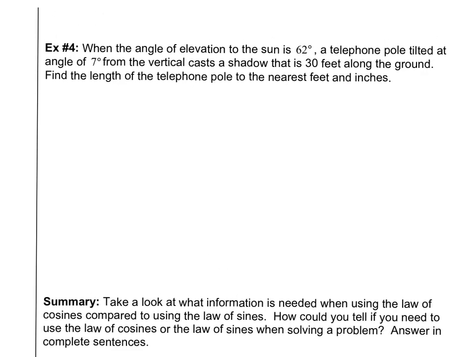And now we get to use it in some word problems. It says when the angle of elevation to the sun is 62 degrees, right away we know this, angle of elevation to the sun is 62 degrees, a telephone pole tilted at an angle of 7 degrees from the vertical casts a shadow that is 30 feet along the ground. Find the length of the telephone pole to the nearest feet and inches.